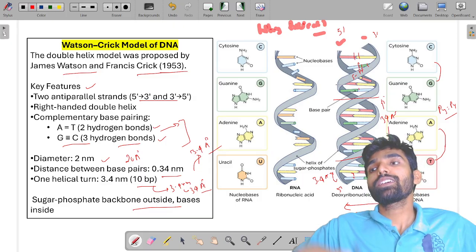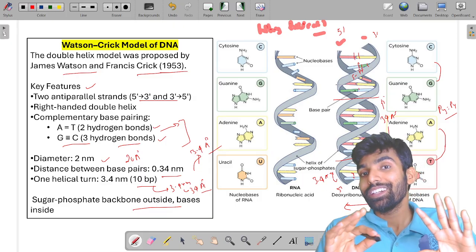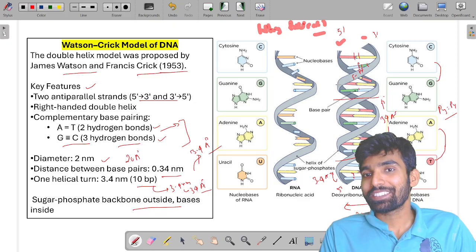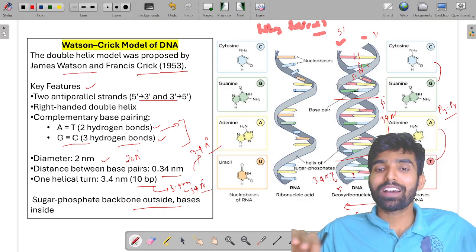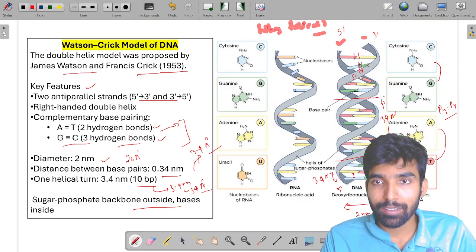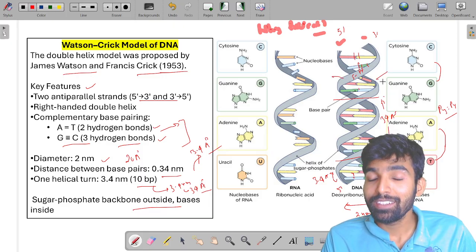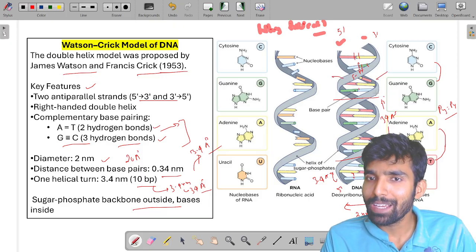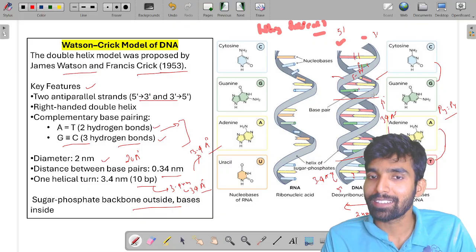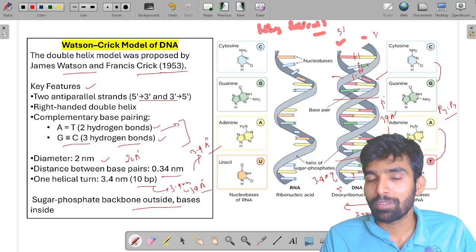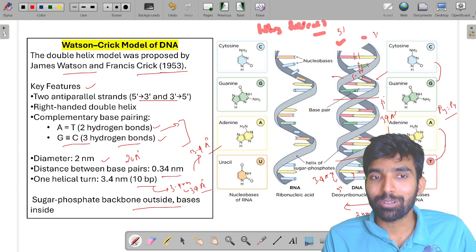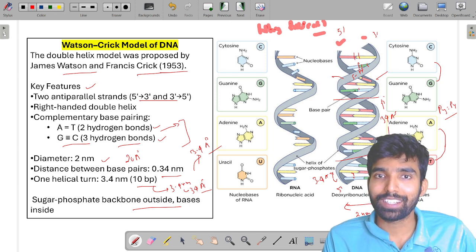Let's assume the bases are also outside. Then DNA will not be helical like this, right? If this is the sugar phosphate backbone and the base is here, then DNA might not be helical, might not be B-DNA. It's something different, or some coiling kind of thing will be there. Just think about this. This is quite beautiful to think, right?